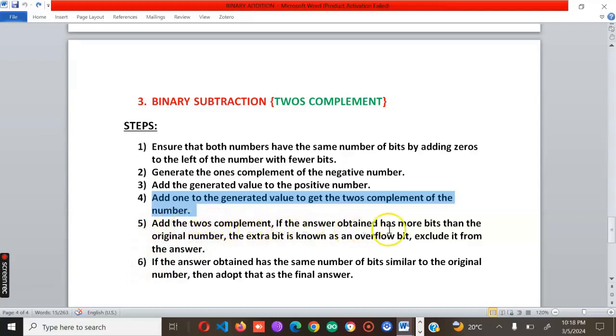If the answer obtained has more bits than the original number, the extra bit, known as the overflow, is always excluded from the answer. This is also very key, because we might have a scenario whereby you have more bits than the original number. Then lastly, if the answer obtained has the same number of bits, you retain the answer.